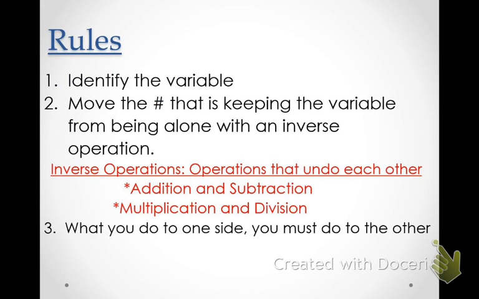These are some rules that we talked about last week. First rule, identify the variable. Next, you have to move the number that's keeping the variable from being alone with an inverse operation. What does inverse mean? Opposite. So we've talked about our opposite or inverse operations. What's the opposite of addition? Subtraction. What's the opposite of multiplication? Division. And one final reminder, number 3: what you do to one side, you must do to the other. We always got to be fair, okay?